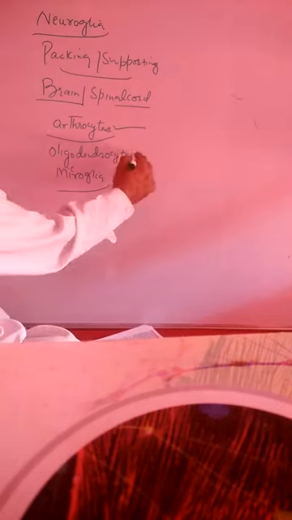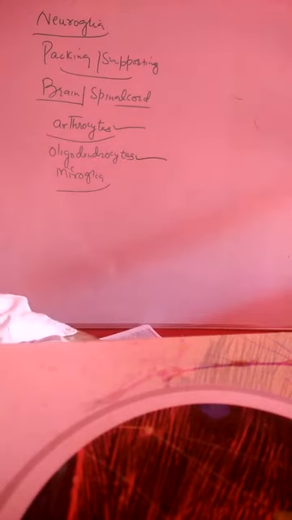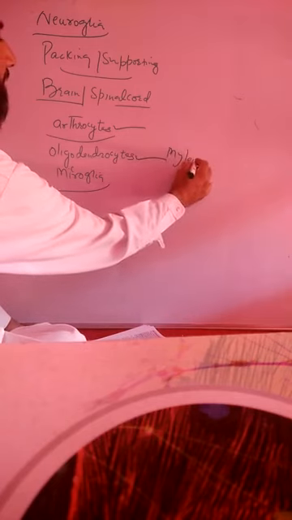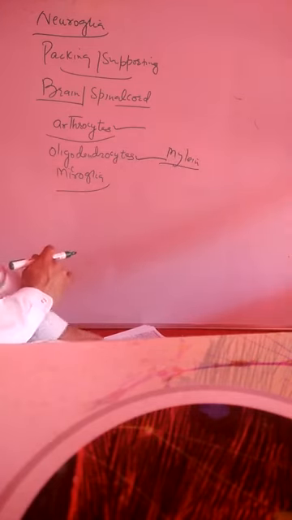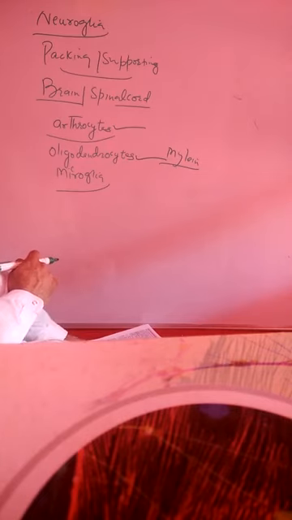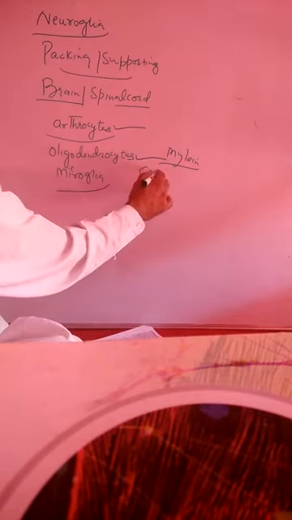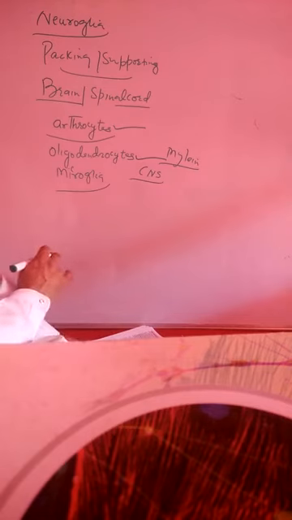Then there is the second category, oligodendrocytes. They are glial cells that form the myelin sheath, or medullary sheath, around the neurons, and lie within the brain and spinal cord. That is, they lie within the central nervous system.